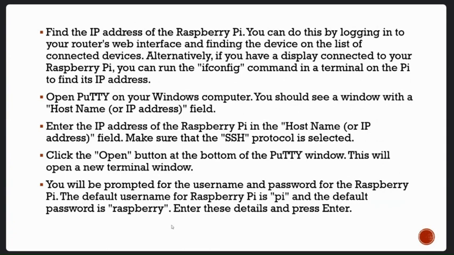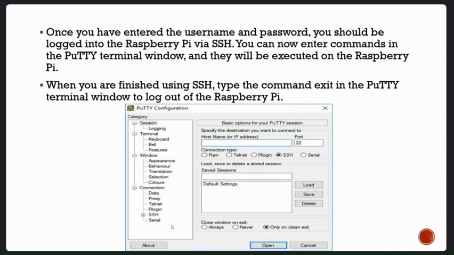You will be prompted for a username and password for the Raspberry Pi, which has a default username of pi and a password of raspberry. Enter these details and press enter. Once you have entered your username and password, you will be logged into your Raspberry Pi via SSH. You can enter commands in the PuTTY terminal window, and they will be executed on the Raspberry Pi. When you are done with your code and have tested it, you can exit by typing the command exit, and this will log you out of the Raspberry Pi.